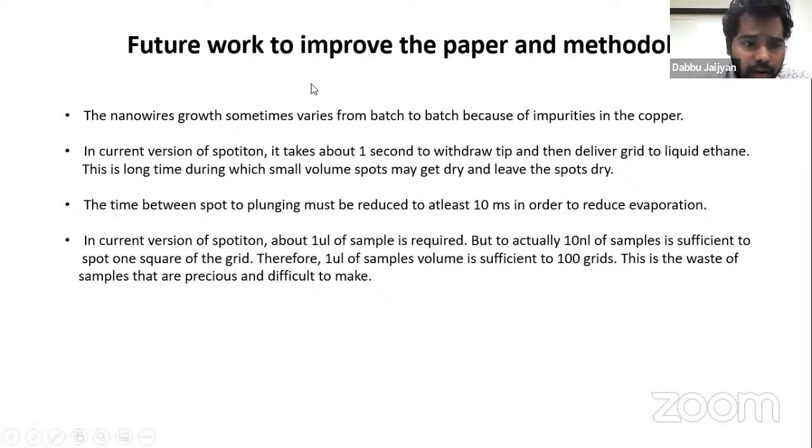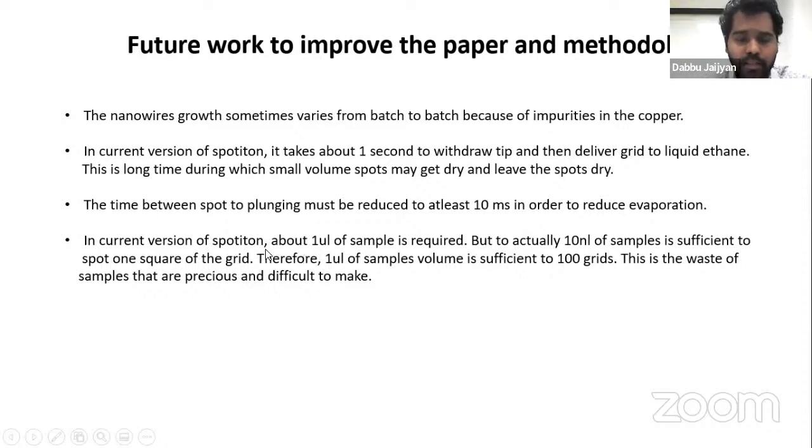Another one is that the current version of the spotiton takes about 1 second to withdraw the tip and then deliver the grid to the liquid ethane. The authors think that during this 1 second, the sample can evaporate or dry because it is present in a very thin film over the grid. They suggest this time can be reduced to the order of 10 milliseconds to reduce evaporation or drying of the grid. So this was another flaw in the paper.